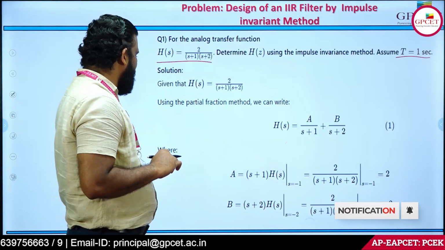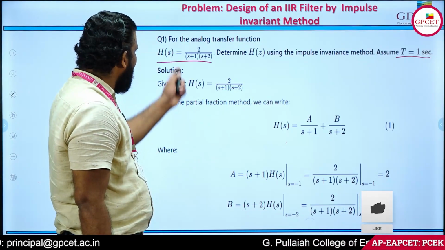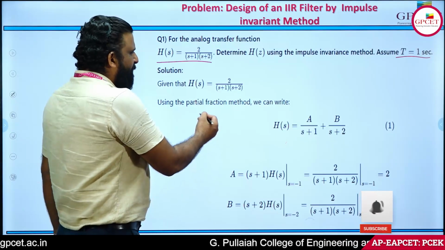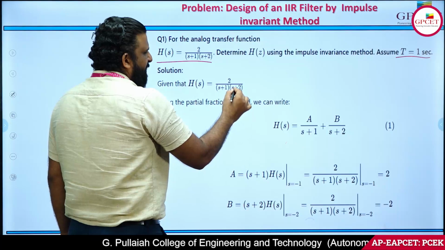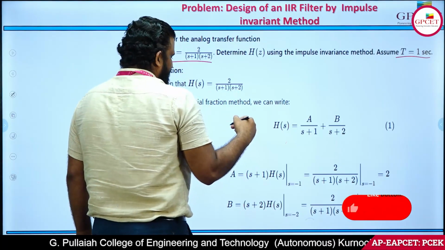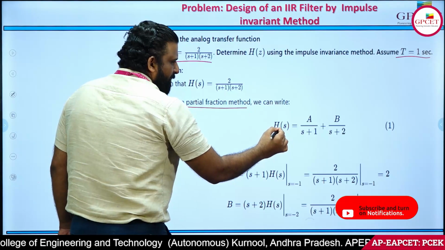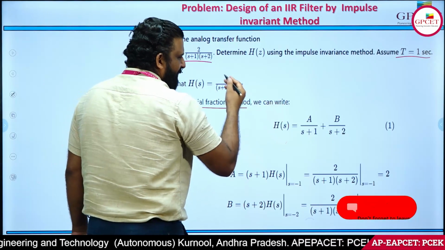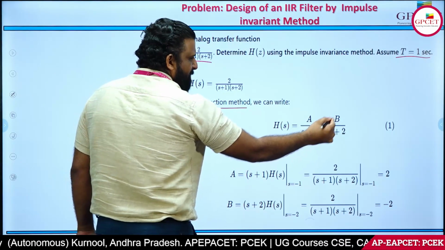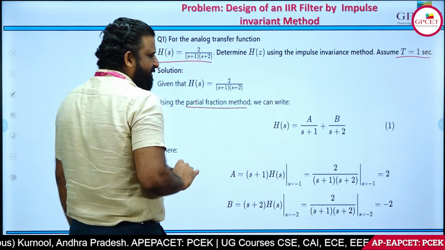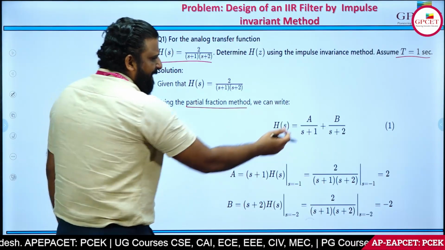So in the first step, we need to find the partial fractions of H(s). Here I have 2 / ((s+1)(s+2)). With the help of the partial fraction method, I am rearranging that equation in the form H(s) = A/(s+1) + B/(s+2). So how do we find the values of A and B?